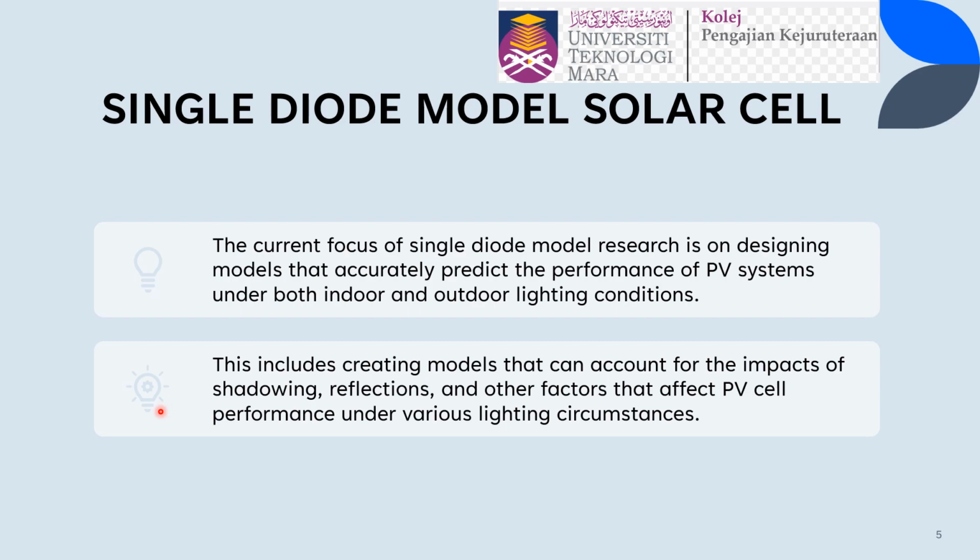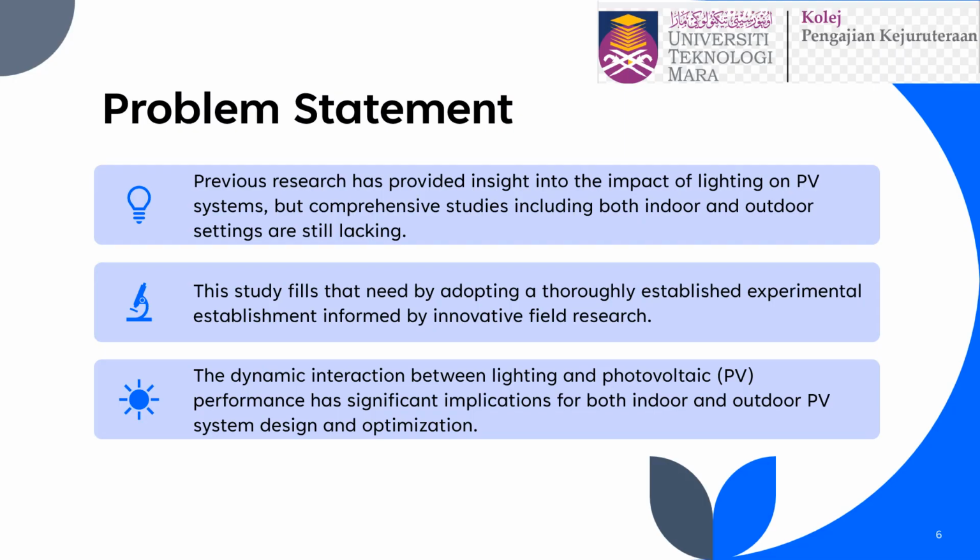For the problem statement, previous research has provided insight into the impact of lighting on PV systems, but comprehensive studies including both indoor and outdoor settings are still lacking. This study fills that need by adopting a thoroughly established experimental setup informed by innovative field research. The dynamic interaction between lighting and photovoltaic performance has significant implications for both indoor and outdoor PV system design and optimization.